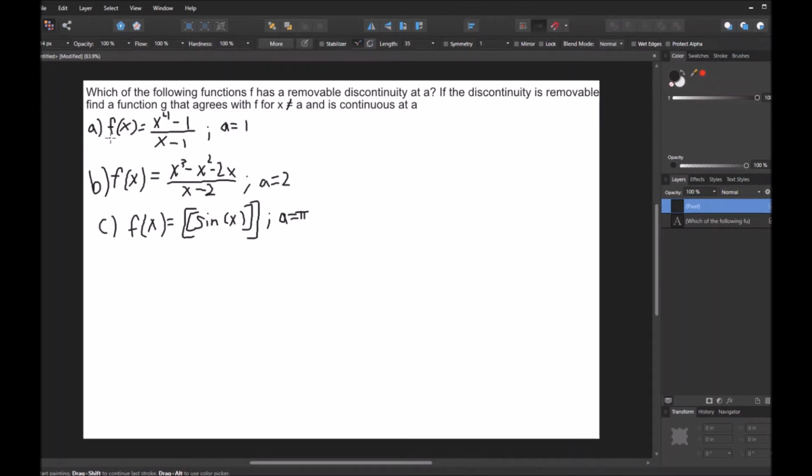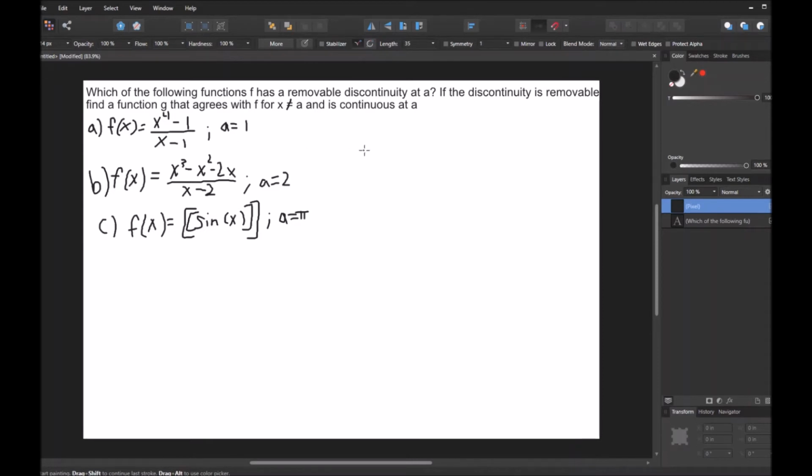So for example, in this one, f of x equals x to the fourth minus 1 over x minus 1, our a equals 1, so in this case we'd get 1 minus 1 over 1 minus 1, which is 0 over 0, which is undefined. So that is a removable discontinuity. So that means that we're going to have to find a function g that agrees with this for every value that isn't a, but is also continuous at a. So in order to do that, if you remember, what we basically need to do is find a way to simplify this fraction.